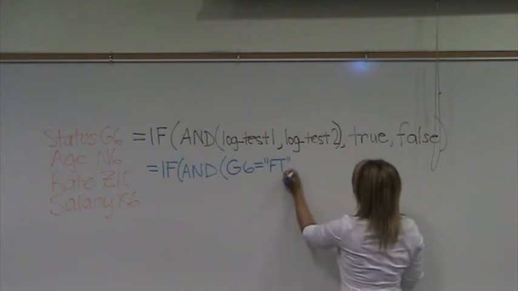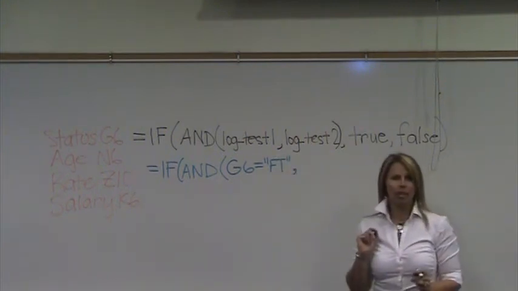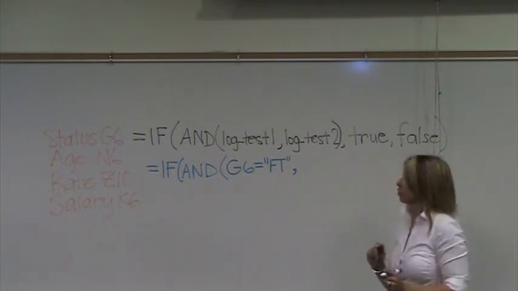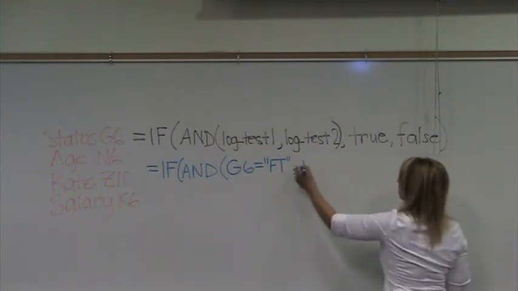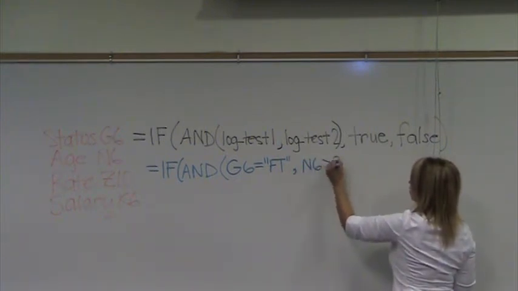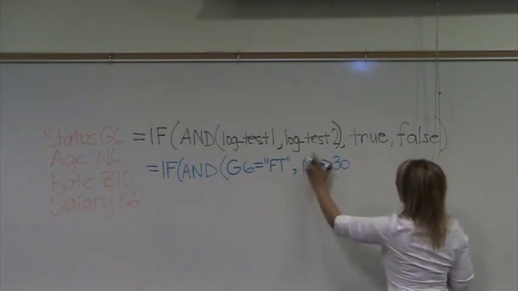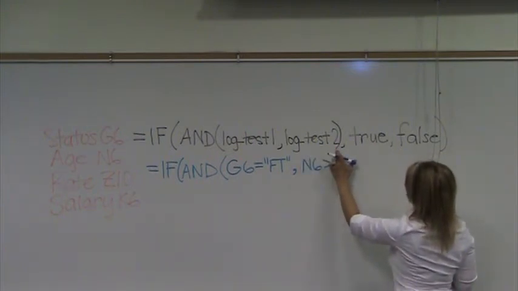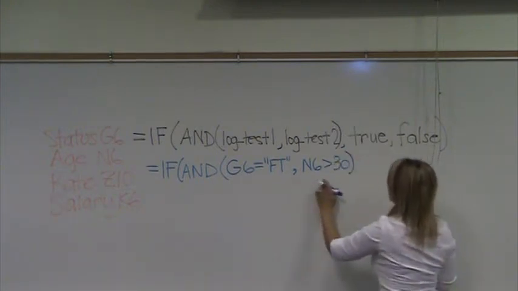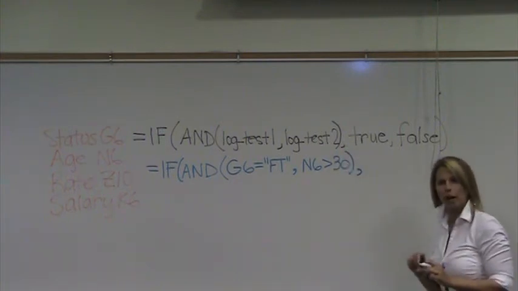What follows that is a comma. What else does my 401k benefit depend upon? Age. That's right, and age is in cell N6. And the problem said that the age has to be over 30. That's my second logical test. After that comes a closed parenthesis, because now here's my logical test, and then a comma, which moves us to the true value.